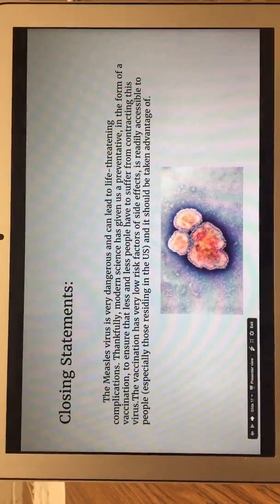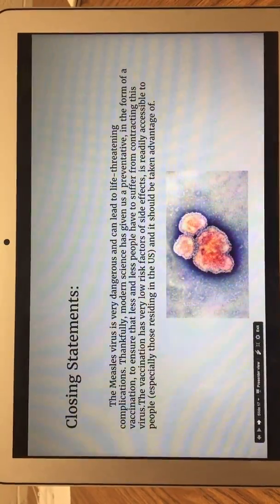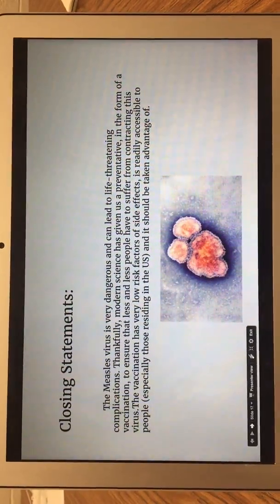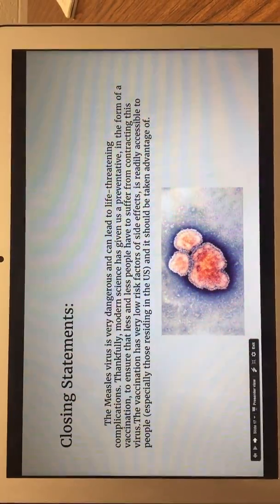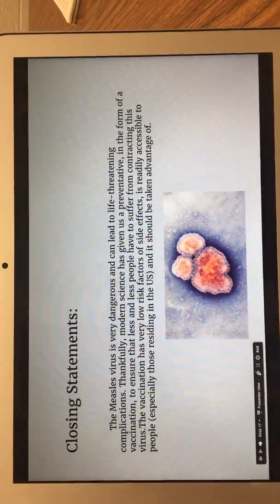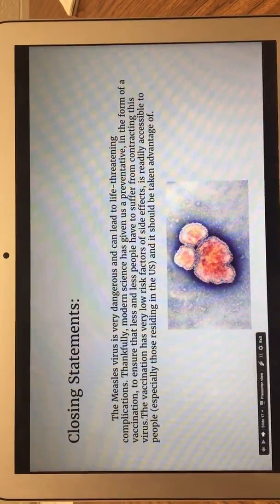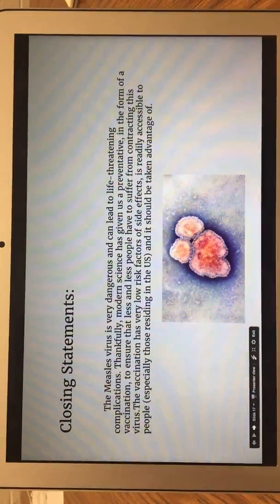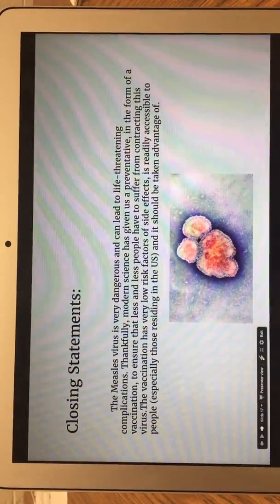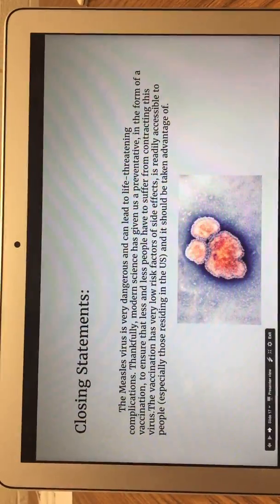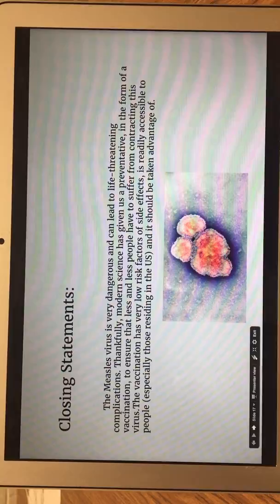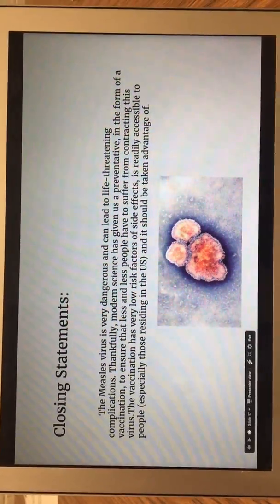So having the vaccine and using that vaccination to prevent contracting this virus is something that we should take advantage of, because it's so easily available and accessible to us. We should take advantage of it, especially since it has such low risk factors from those side effects, and it can help prevent us from contracting the measles virus and leading to those complications that lead to death.